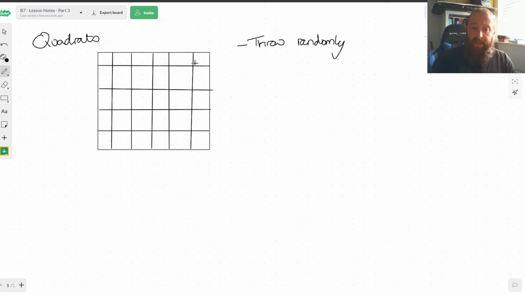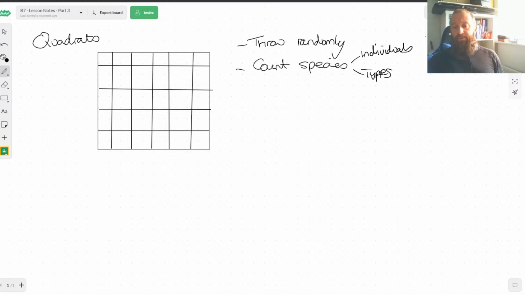The next thing that we will then do is we go through and we count species. Now this could be individuals, or it could actually be the different types. On the last geography field trip I went on, we went up to Snowdon. In a lot of cases, what we were doing is we were looking at the number of different types of species within the quadrat, and if we could, the number of each of those as well. And all of this would be then recorded.